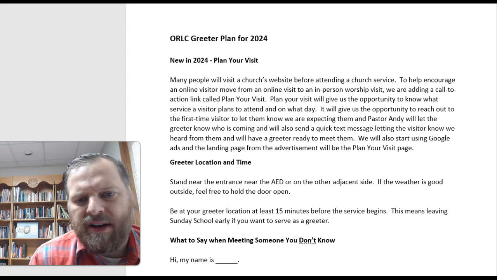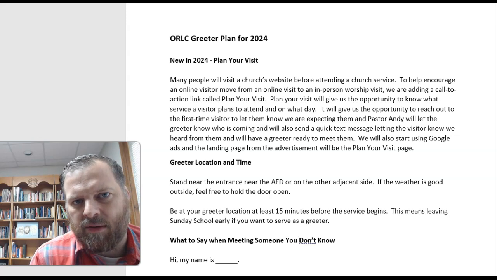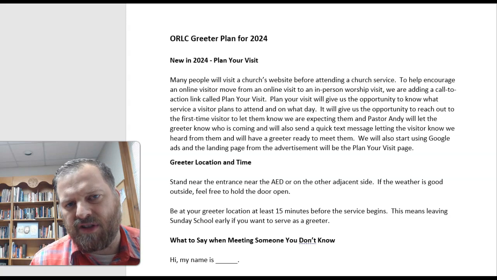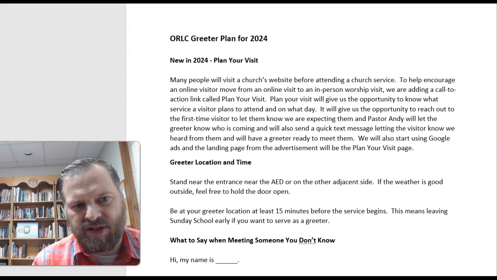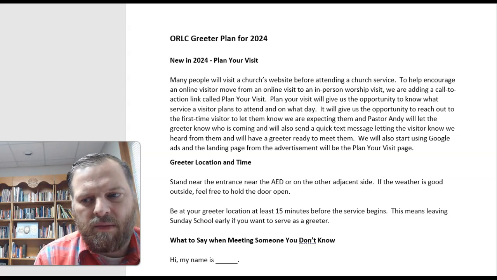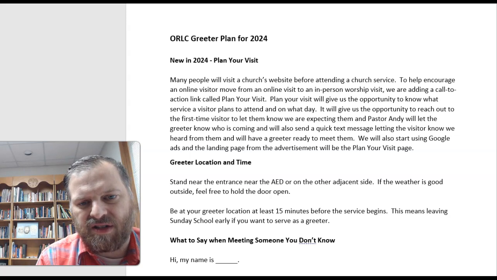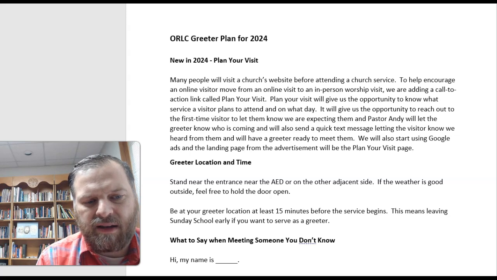So we're going to have a plan your visit page, and what this does is it gives the person the opportunity to let us know they're coming, right? So it can be a very warm greeting. It can be a page that tells everything a first-time visitor would need to know about how we dress, what to expect musically, length of service, pictures, lots of pictures so they can see what's going on, frequently asked questions that we could answer, and just an opportunity for us to know you're coming so we can warmly greet you and get you settled comfortably.